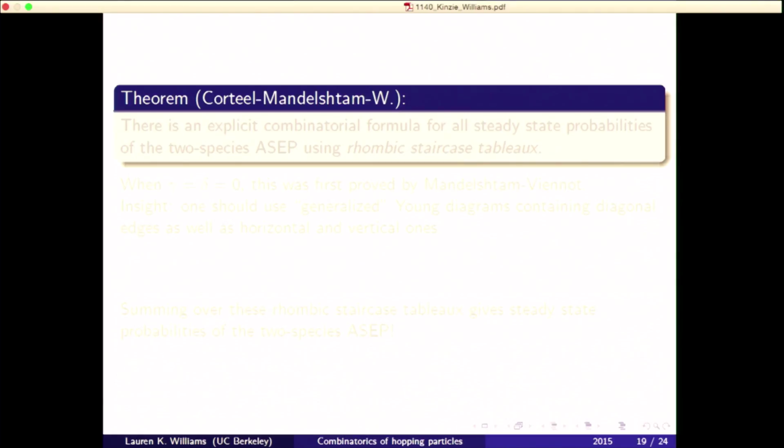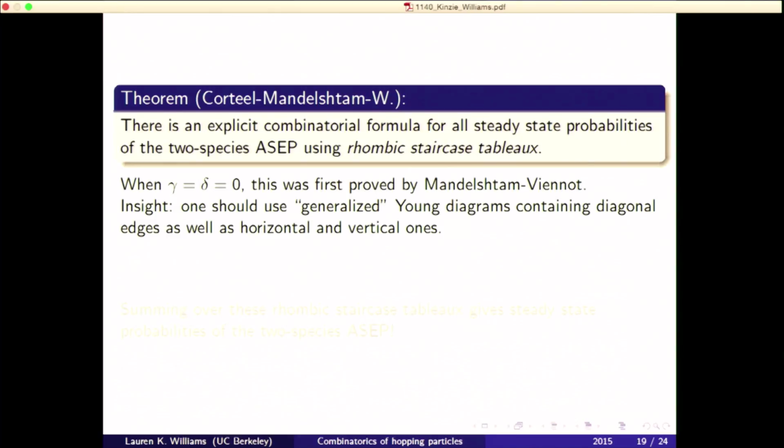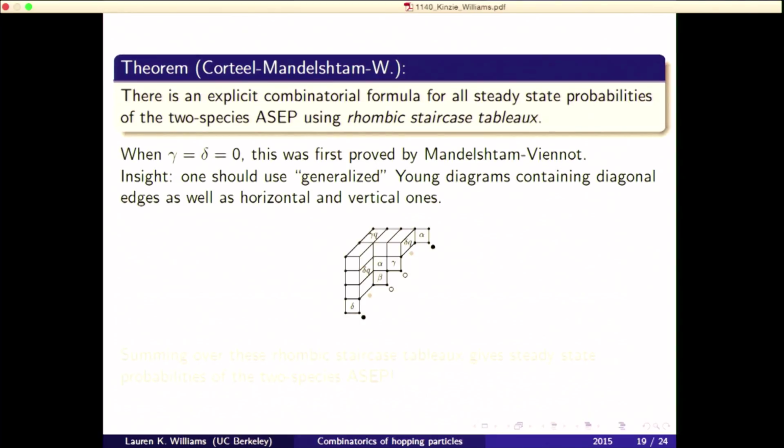And one can analyze this model as well. In work with Corteel and also my student Olya Mandelshtam, who's here, we generalized the previous formulas using some kind of rhombic tableaux, which now look like three-dimensional figures. An important step in a special case was made by Mandelshtam and Viennot. I'm not going to give you definitions, but I will show you a picture of what these generalized 3D objects look like.